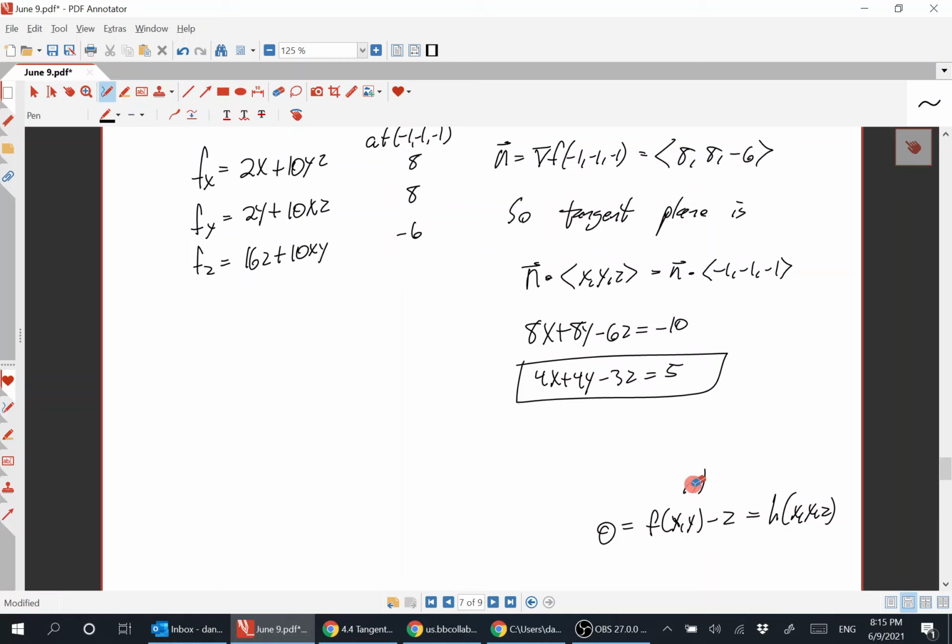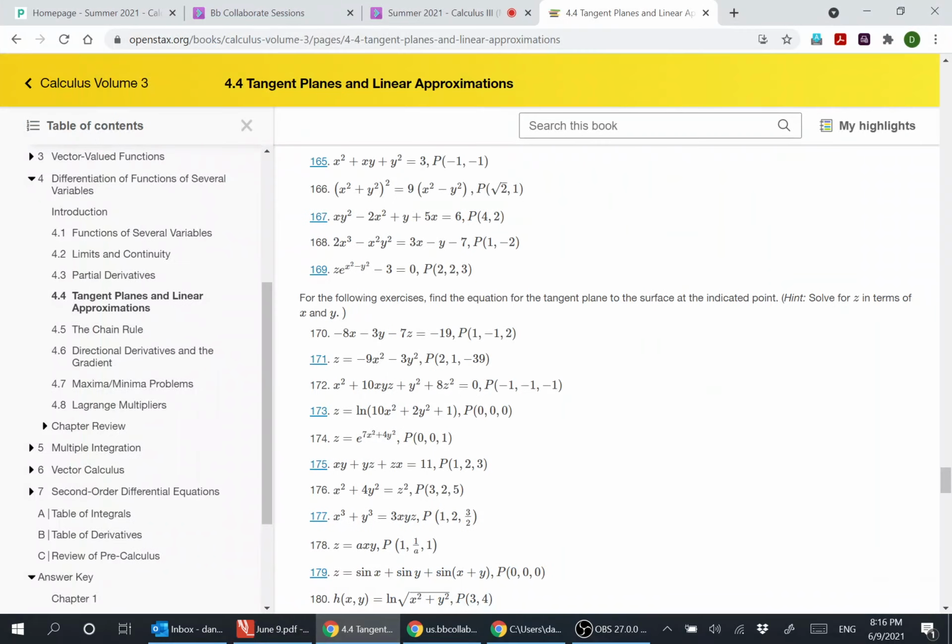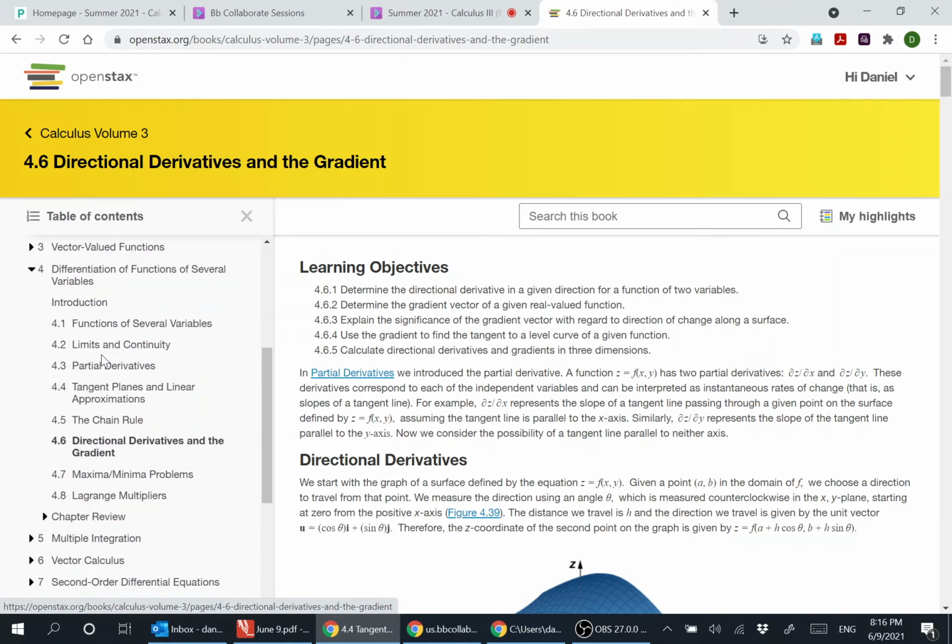There's another way of looking at the tangent plane using surfaces that are defined parametrically, but this book doesn't really cover that topic too well. The previous book we used did, although this one will cover it later. It just does a shorter job with it. So that was the end of 4.6, I think.